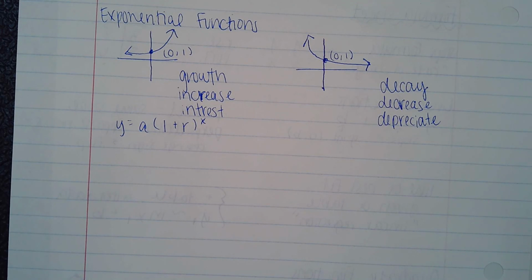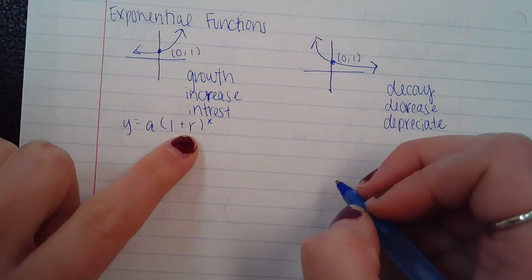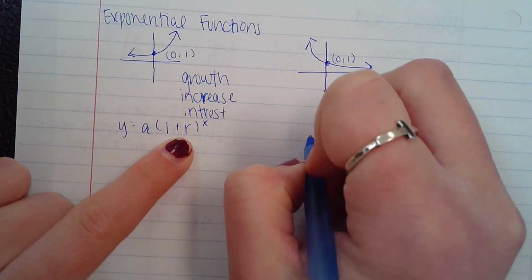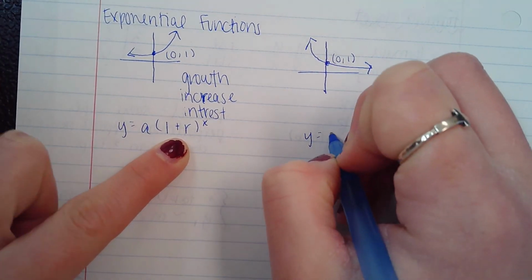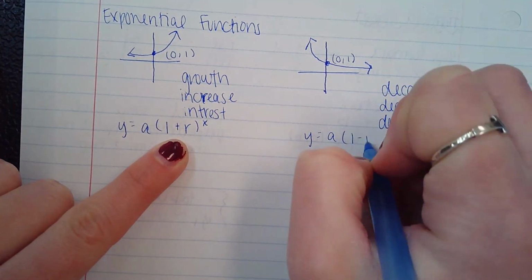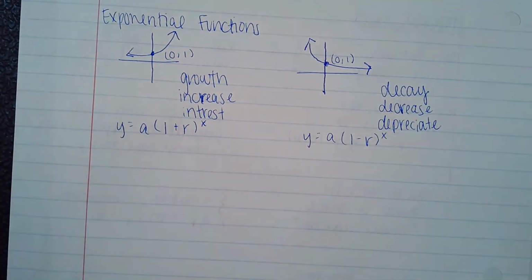What's the only difference for decay functions? We subtract r instead of adding r. And again, that r is your rate. They're going to give it to you as some percent. So if there's a percent in your problem, odds are that's your rate. So we'd say a, then 1 minus r. And again, it's still to the x. And that x is usually our measure of time, so however many years most of the time. Or days or weeks, just depending on the problem.